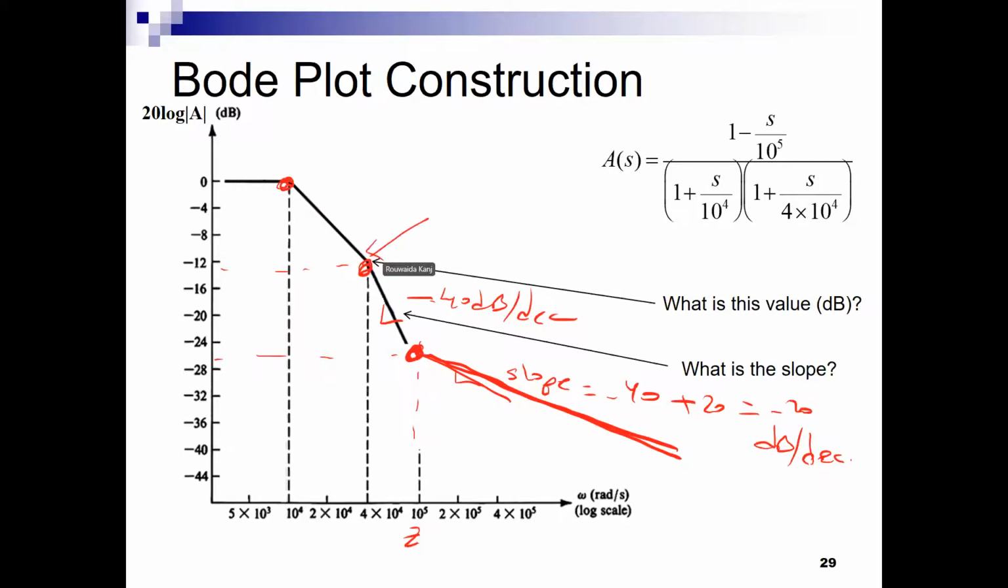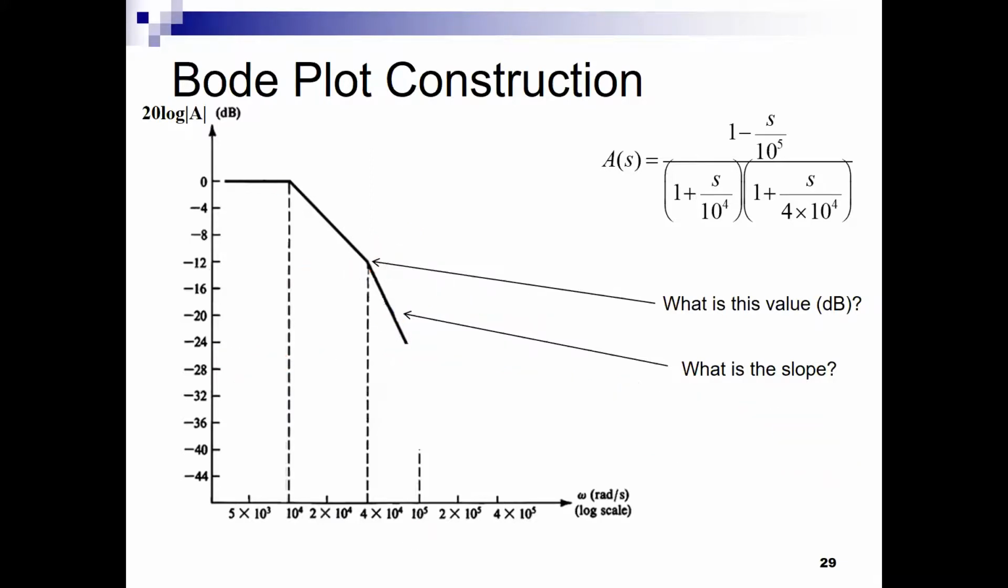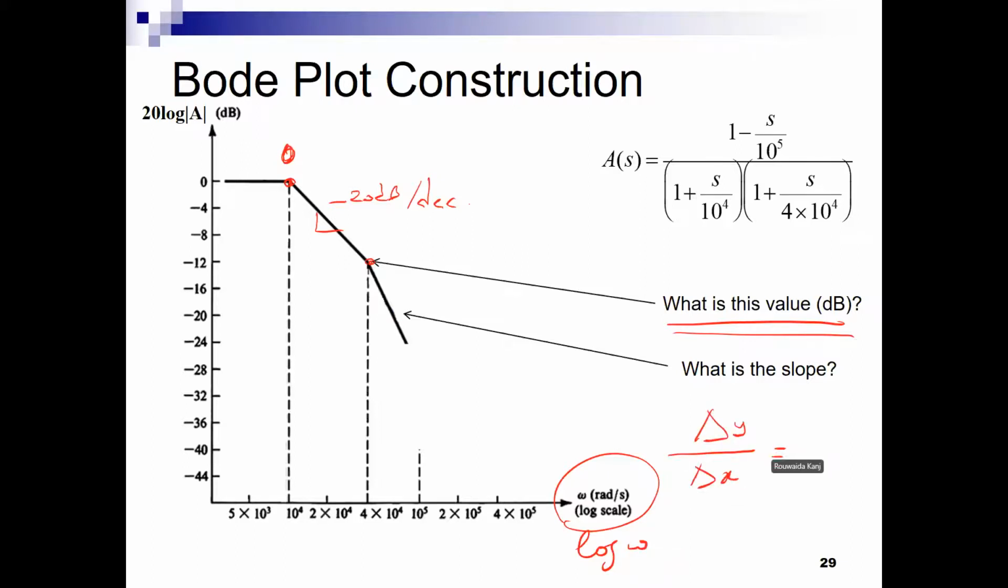What is the value of the gain here, and what is the value of the gain here? So to determine the value in dB at this point, I know the slope before, and I know this starting gain point is equal to 0. Since this scale is log of omega, and I know the slope, delta y over delta x is equal to the slope. Delta y is gain 2 minus gain 1, so it is gain 2 minus 0. And delta x is what?